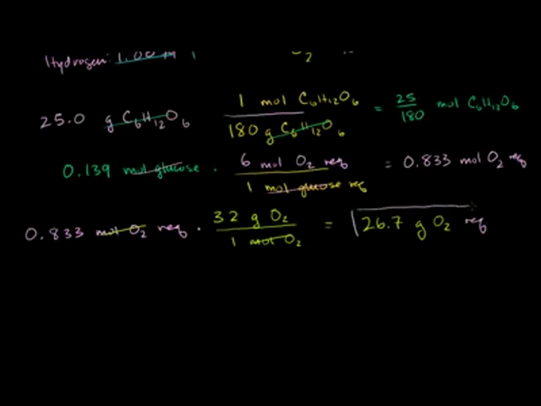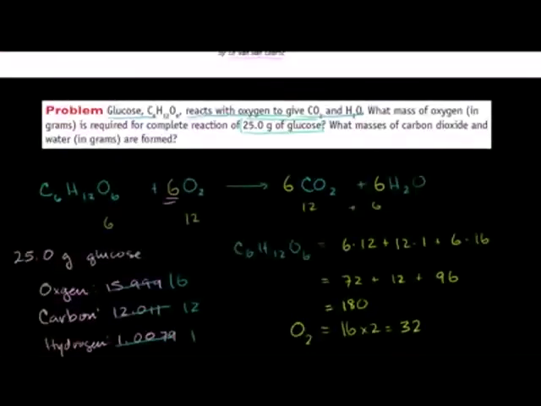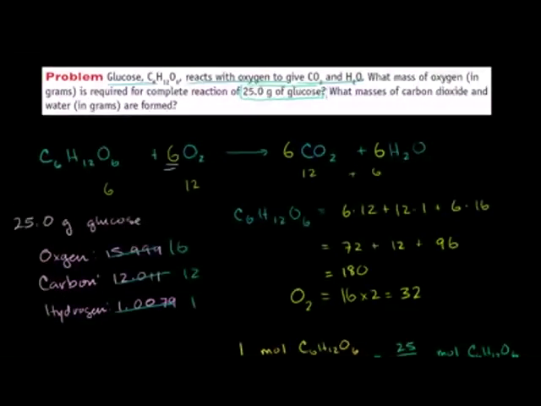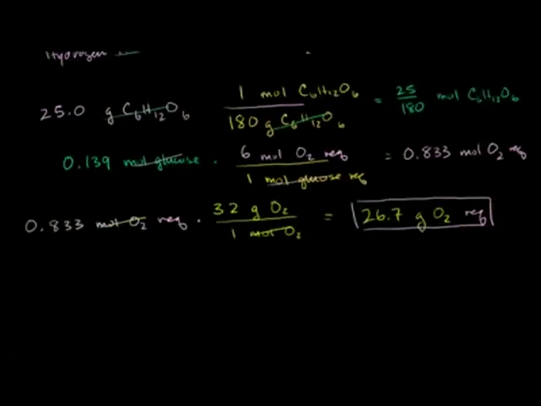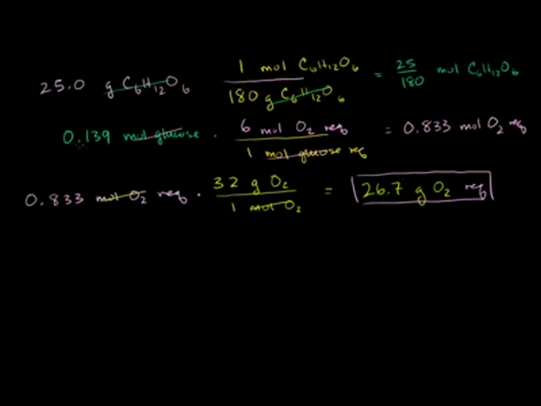So we finished one part of the question. We have 2 more parts left. If we go back to the problem, it asks what mass of oxygen is required for the complete reaction. We did that part, so we can write a little check there. But they also ask what masses of carbon dioxide and water are formed. So now we have to figure out carbon dioxide and water. And so we go back here. We know we have 0.139 moles of glucose. We figured that out in the first part.